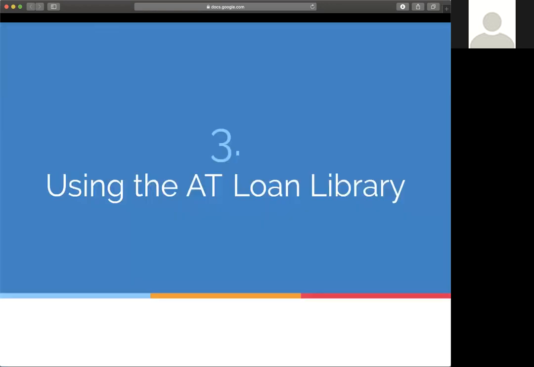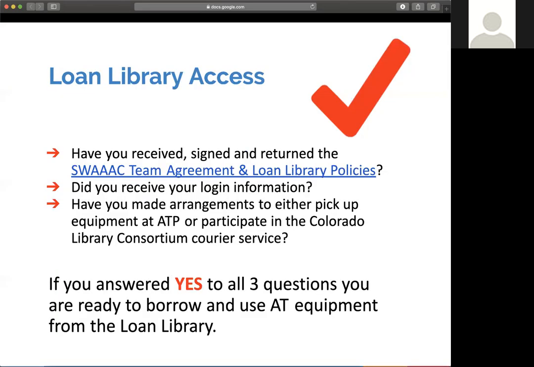All right. So now we're going to jump into how to use the loan library. So just to reiterate, the first 3 steps are signing and returning the team agreement, receiving your login information, and then making arrangements to pick up the equipment or receive it at a courier stop. And as it says, if you've answered yes to all of those steps, then you are ready to start borrowing.